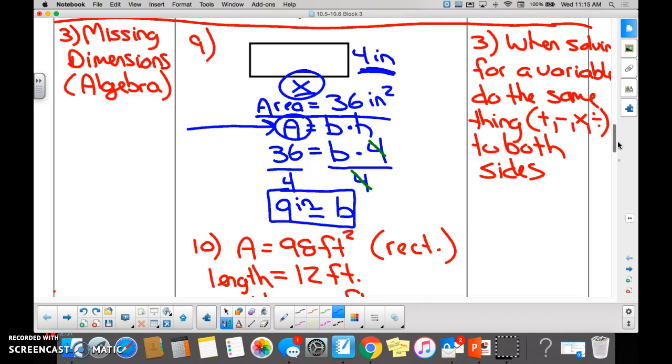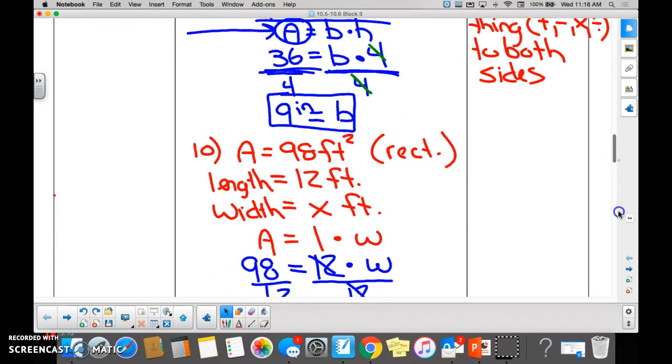9. But if we want to solve it algebraically, or if we don't know that, you simply divide both sides by 4. Because what do we want to do with the letter B? We want to get it alone. And how do you undo multiplication to get the letter B alone? Divide. And if you divide on one side, you have to divide on the other. Is guess and check an okay method too if you forget? Yes. Totally. But that is how you would solve for it.